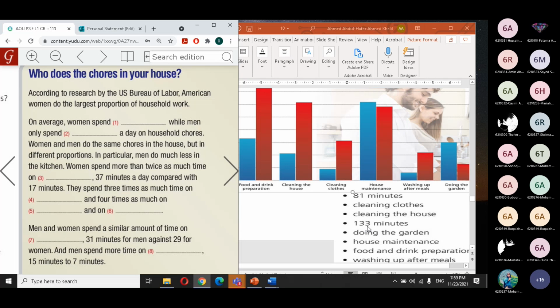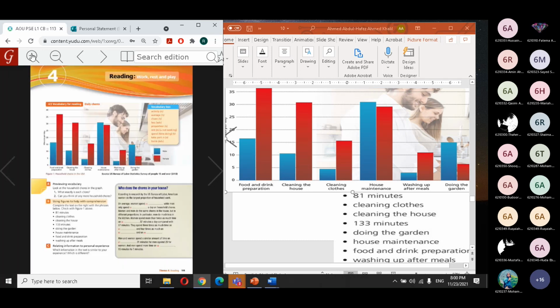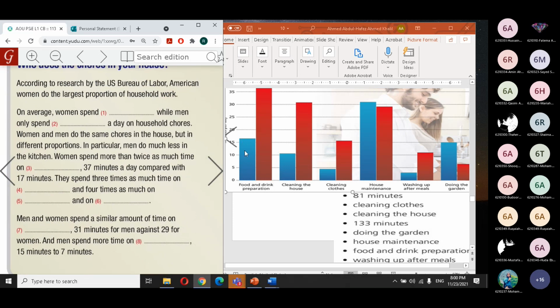Read the text and try to complete. Okay, you have the time here. I'll make it a bit clearer. Look here, this is food and drink preparation. Male spend about 17 minutes. Female about 36 or 37 minutes. Cleaning the house. Male spend about 16 minutes, but female spend about 31. Cleaning clothes. Male spend about 4 minutes, but females about 16, which is 4 times.